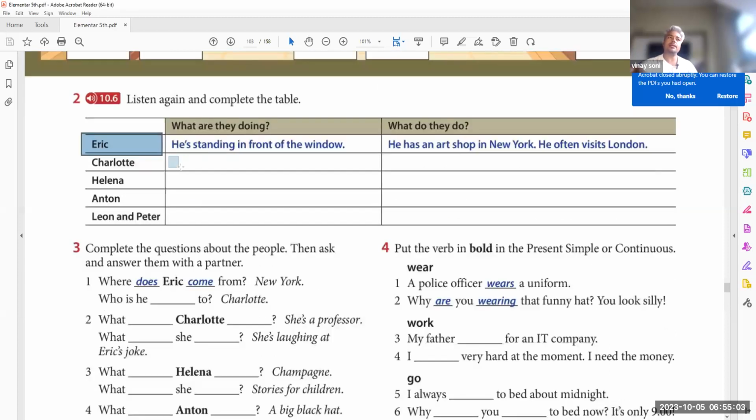We just got an answer. Charlotte is laughing. What is Charlotte doing? Charlotte is laughing at Eric's jokes. She's lovely, very clever. Charlotte is a clever woman.